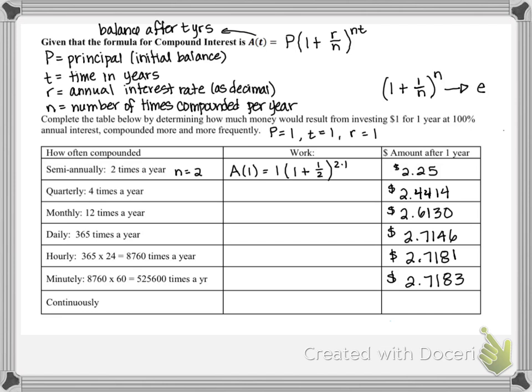So if we go back to our general formula here, there's an R and a T and a P. If N gets really, really big, this gives us the continuous compounding formula, which is P times E to the RT, when N gets huge.